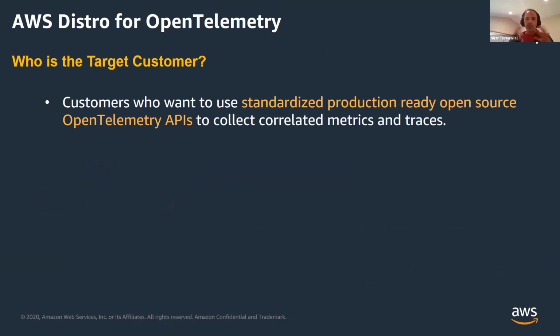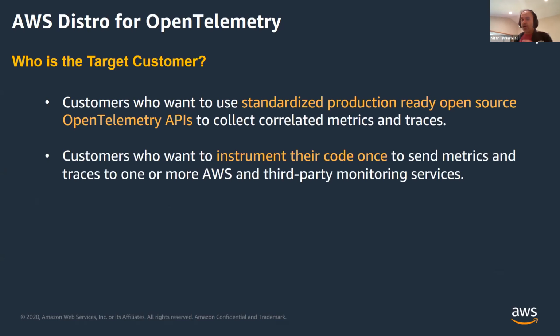So since we looked at the why of why we created this AWS distribution, why we are aligning with OpenTelemetry from an AWS standpoint, let's look at what a target customer is, how we define a target customer. A customer who is looking for a standardized set of open source APIs to collect their metrics, logs, and traces. Also, customers who want to instrument their application once and then decide where they want to send the data later on, add or remove providers and so on, without having to re-instrument the code.